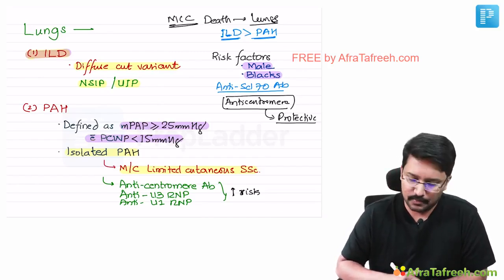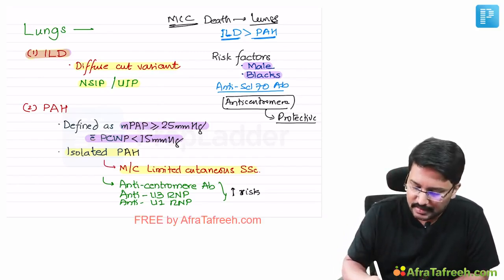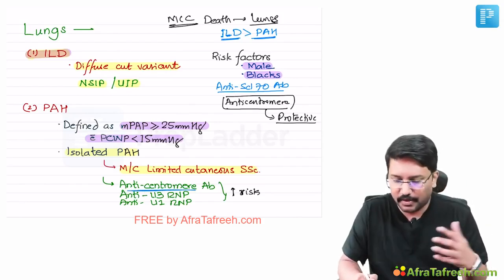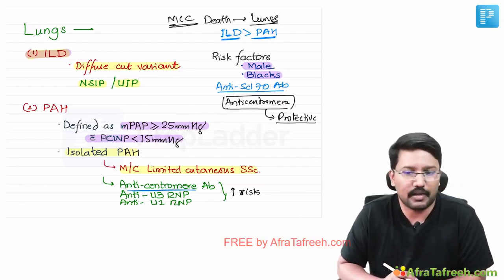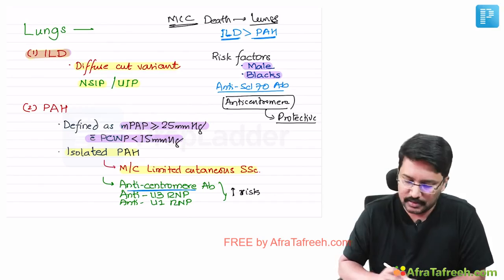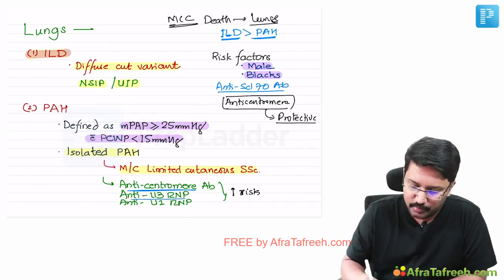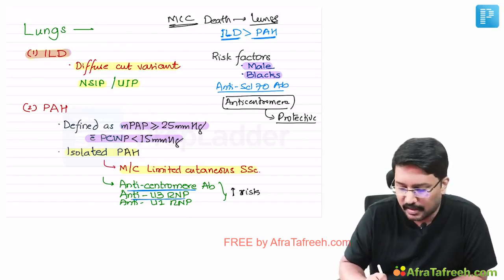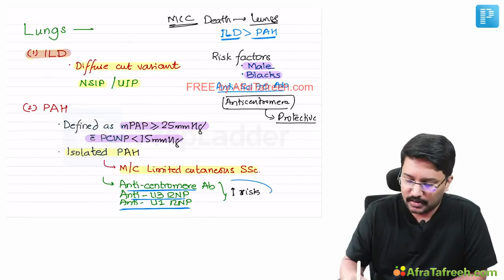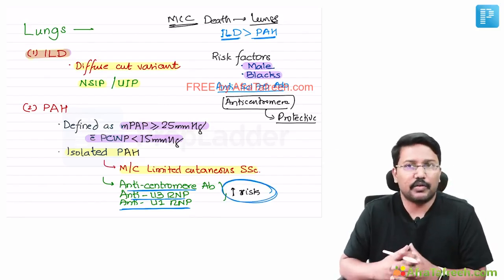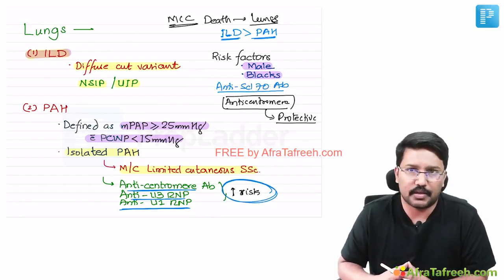What are the risk factors? The risk factors include having anti-centromere antibodies, right? The antibodies that are protective of ILD risk are increasing the risk of developing isolated pulmonary arterial hypertension. Other than that, anti-U3-RNP, which is also known as anti-fibrillarin antibodies, and anti-U1-RNP, which is characteristically seen in patients with mixed connective tissue disorder. All these are associated with increased risk of developing pulmonary arterial hypertension, right?